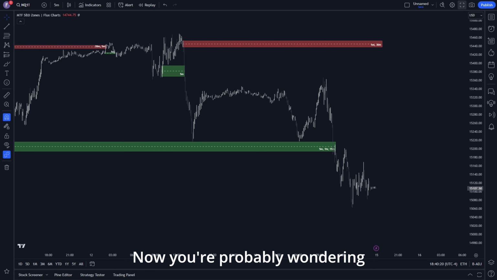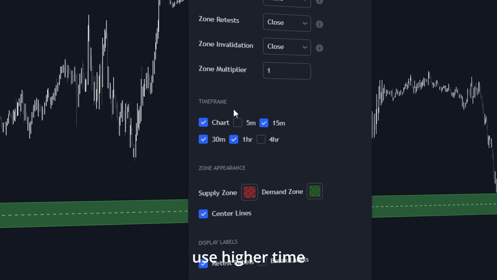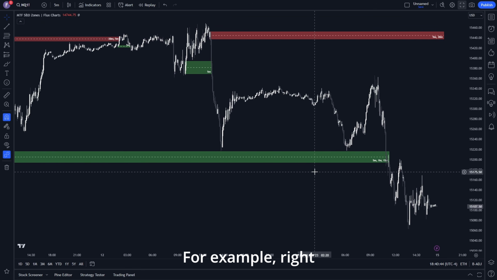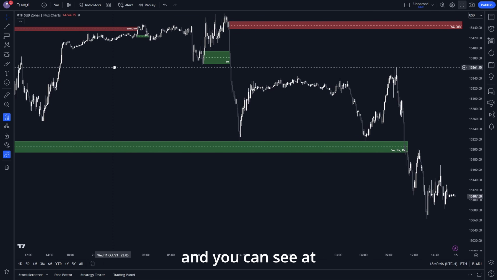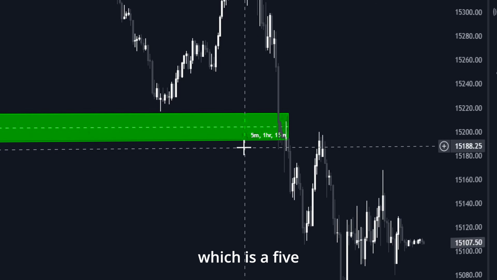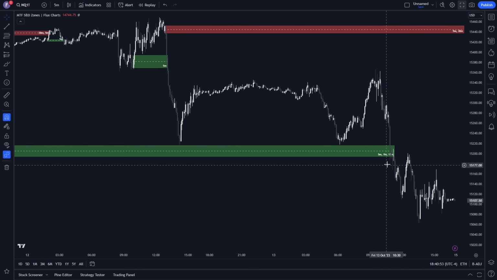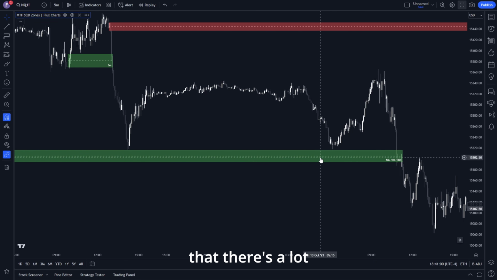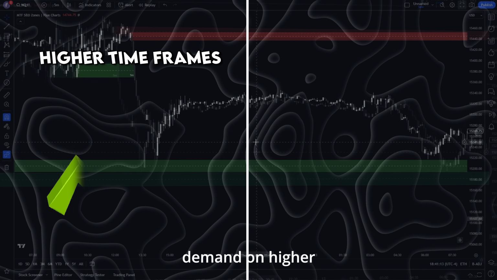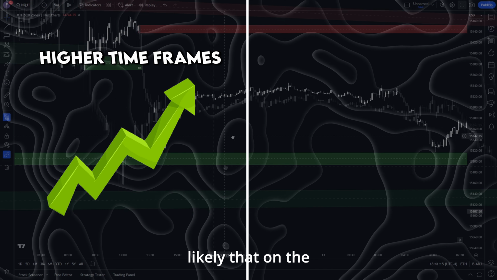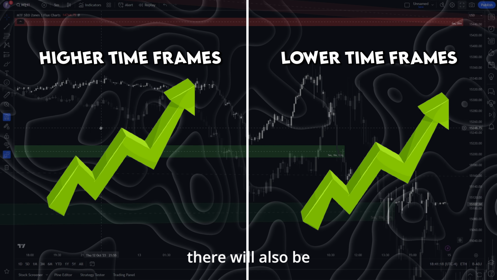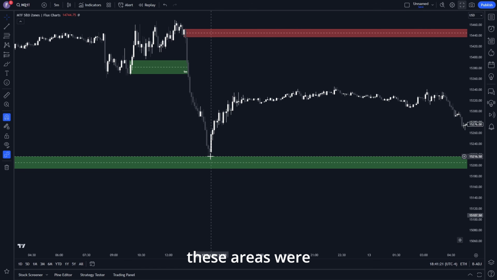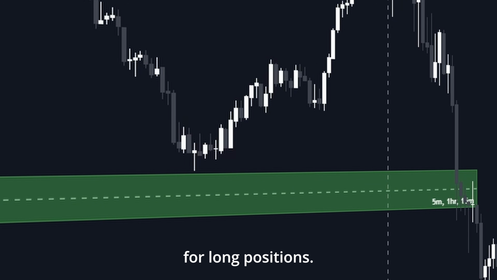Now, you're probably wondering, how can I use this indicator to my advantage? Because it's always good to use higher time frames when trading for confluence. So, for example, right now we're on the 5-minute chart, and you can see at this demand zone, which is a 5-minute, 1-hour, and 15-minute. So we have the 1-hour and 15-minute, both higher time frames. This is indicating that there's a lot of demand in this zone on these higher time frames. So if there's high demand on higher time frames, it's likely that on the lower time frame there will also be demand there, which is why both of these areas were great entries for long positions.